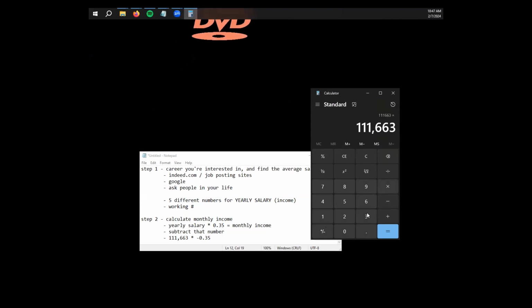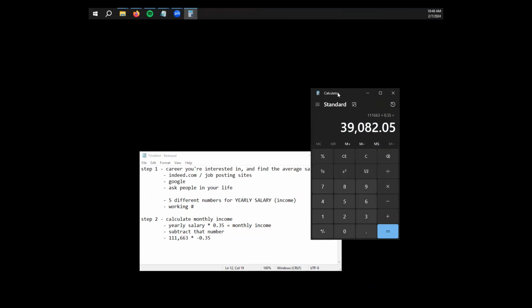111,663 times 0.35 equals $39,082. Every year, that's about how much you contribute to things like taxes, retirement, whatever gets pulled out of your check. This is our working number here. So then we're going to subtract this number from our yearly income to get a more accurate representation of how much money you actually get to take home at the end of the month, how much money you get to keep. This is otherwise known as your net. It's not necessarily profit yet because we still haven't talked about bills and stuff, but it's how much you get to keep after everything gets reduced. So let's do that now.